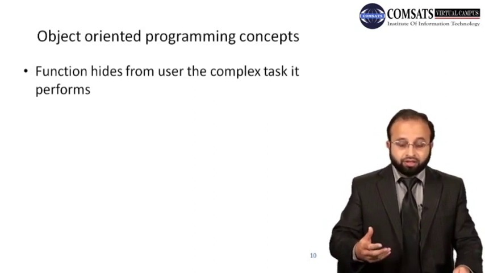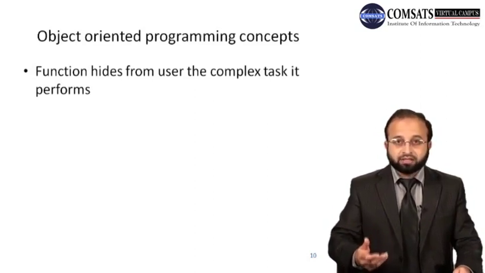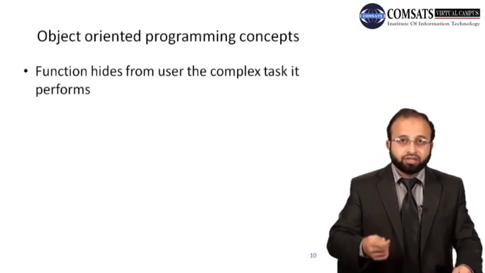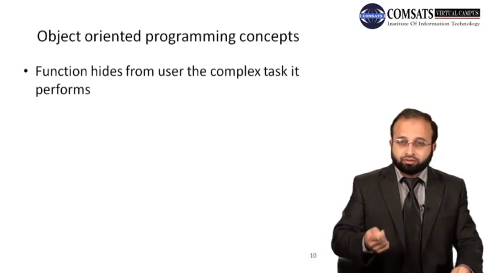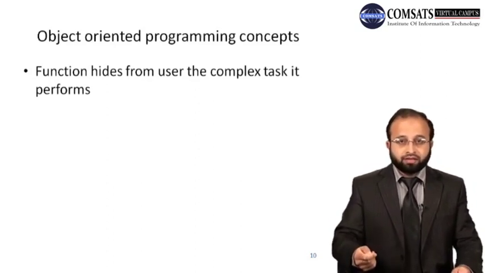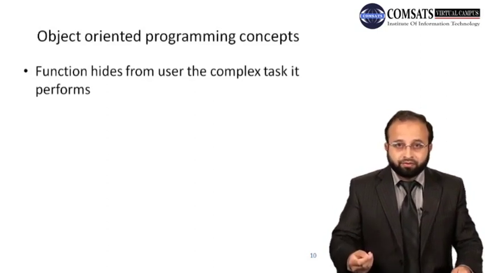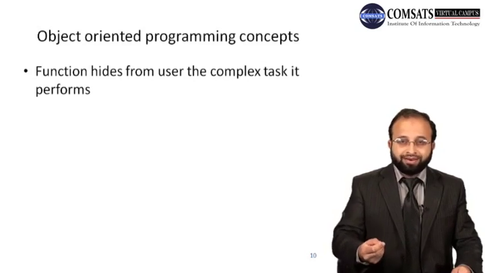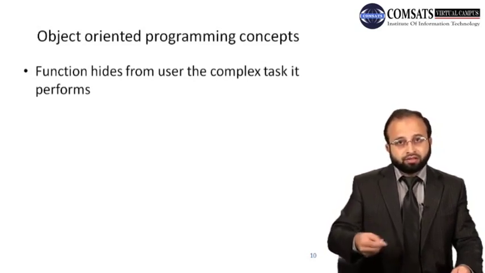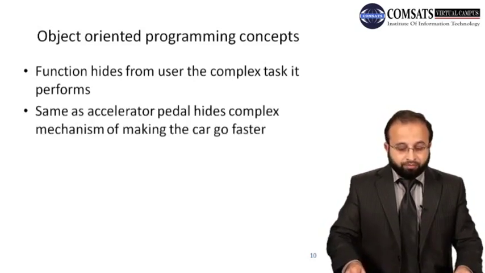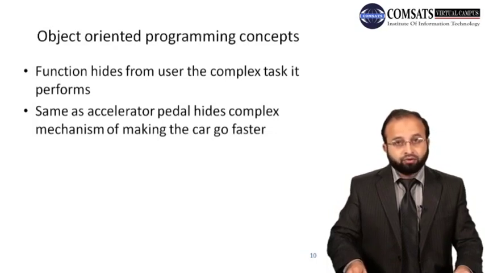So we can say the function hides from the user the complex task it performs. All the complex tasks are inside that function, and you just need to know how to call it. What parameters should I pass to that function? This is what you should know. Like in the case of the accelerator pedal, you should know that when I press that pedal, the car goes faster, and when I release the pedal, it slows down. So the same accelerator pedal hides the complex mechanism of making the car go faster.